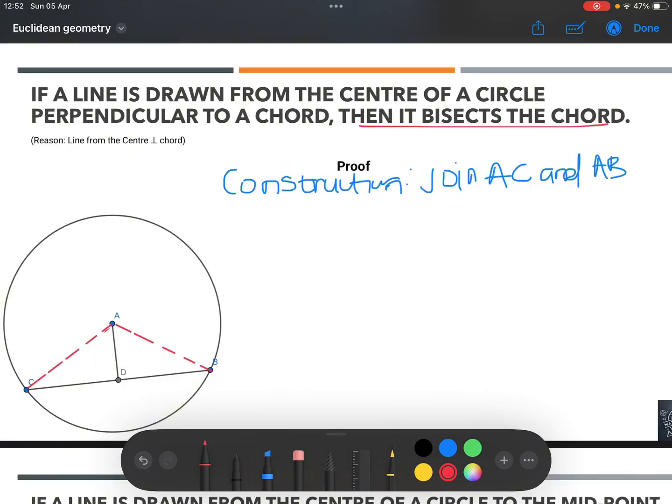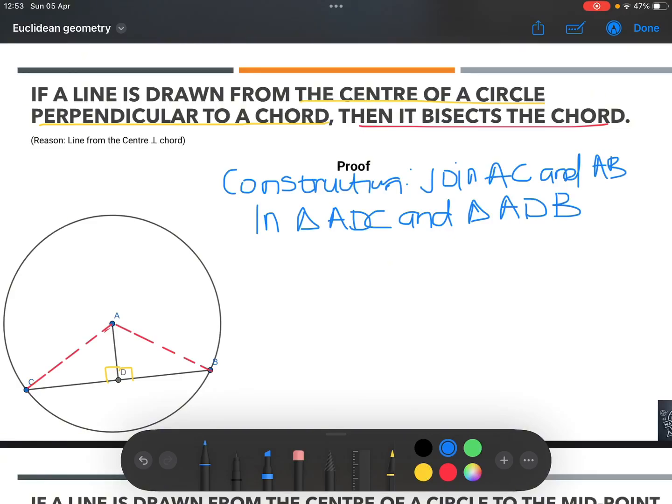So we now have two triangles, which are triangle ADC and triangle ADB. Those are two triangles that we have, and we'll be working from those two triangles. And remember, we said the line is drawn from the center of the circle perpendicular to the chord. So the claim is that it is perpendicular to the chord, which means it forms 90 degrees with the chord.